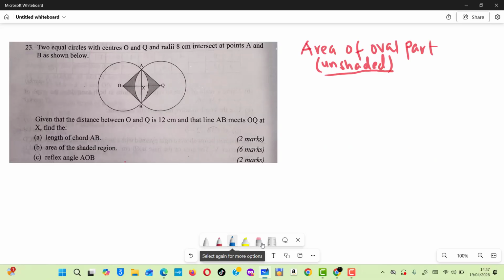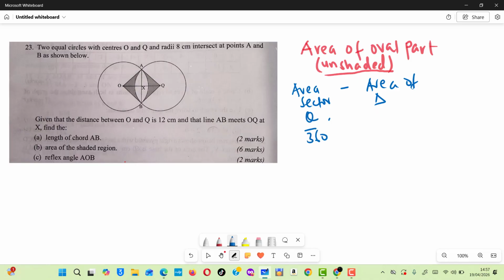So we've come to the area of the oval part, which is the unshaded region. For us to find the area of the oval part, we need to subtract the area of the triangle from the area of the sector. We are going to use the formula theta over 360 times pi r squared, minus, and of course, the area of a triangle, which is half base times height.